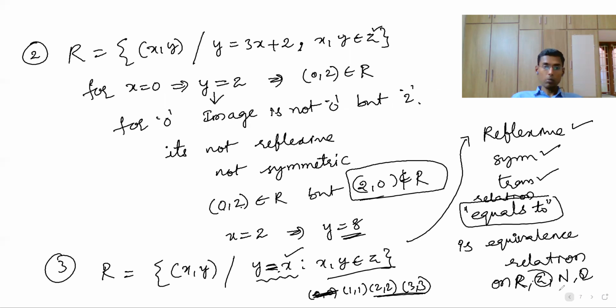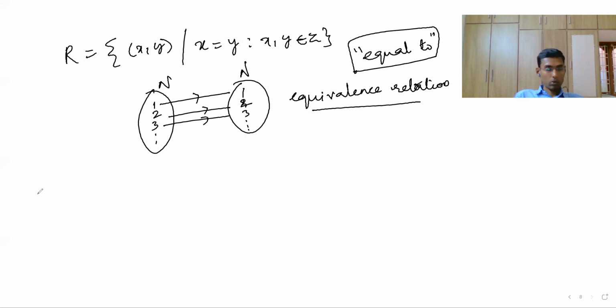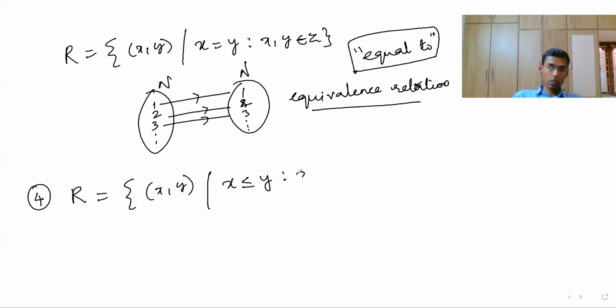I'll give more examples. You have to catch this. What next? R equal to the set of (x, y) such that x is less than or equal to y, where x, y belong to R. What is R? R is the set of real numbers.